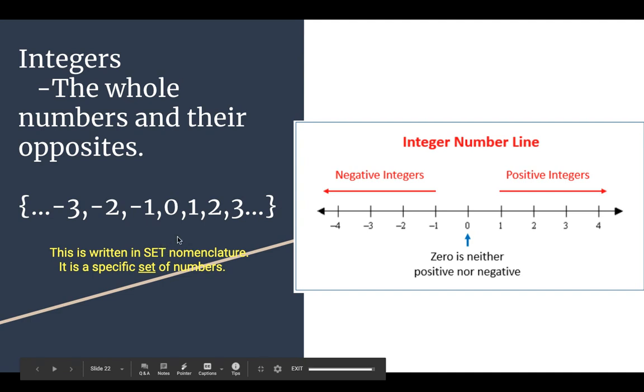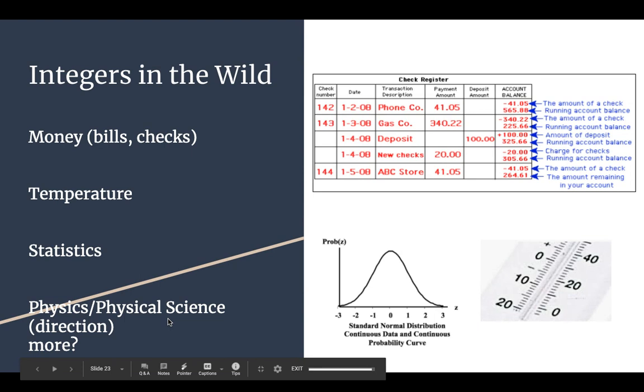It's a specific set of numbers. In this case, it's the set of integers. It's impossible to write down every integer because it goes on for an infinite amount of numbers. So we do it in this manner right here. That's set nomenclature. All right, integers. You've seen integers before. You even work with them a little bit.